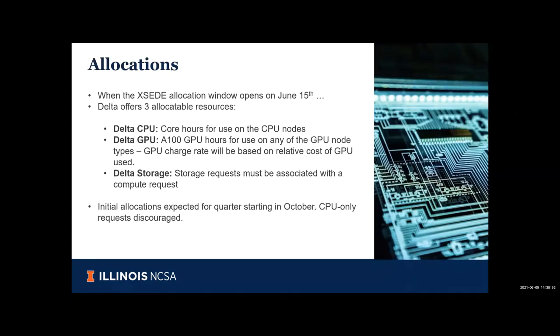Probably one thing you're most interested in is what resources are available on Delta and how you can apply for them through the XSEDE allocation process. And so, as Jay mentioned earlier, the window opens, I believe, June 15th. When you look at Delta, you'll see 3 different allocatable resources: Delta CPU, Delta GPU, and Delta storage. As was mentioned earlier, Delta is really designed to focus more on the GPU workloads, but providing modest CPU resources to support the GPU workflows. So if you have a workflow that you're porting over from the CPU to GPU and you have bits and pieces moved over, Delta is a good candidate for your project.